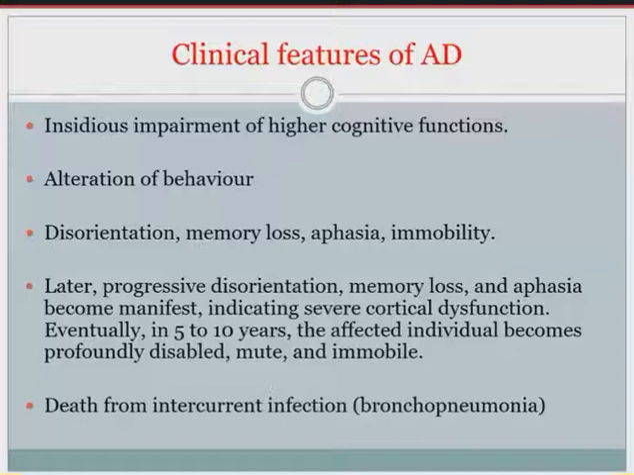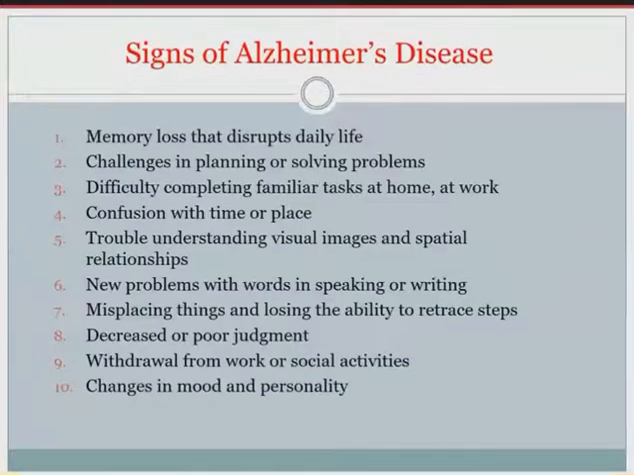So now the signs of Alzheimer's disease. The same thing I am repeating, that the patient may have memory loss. Once there is memory loss, that will obviously disrupt daily life and lifestyle. The patients may have challenges in planning or solving problems. Similarly, the patient may have difficulty completing familiar tasks at home or work.